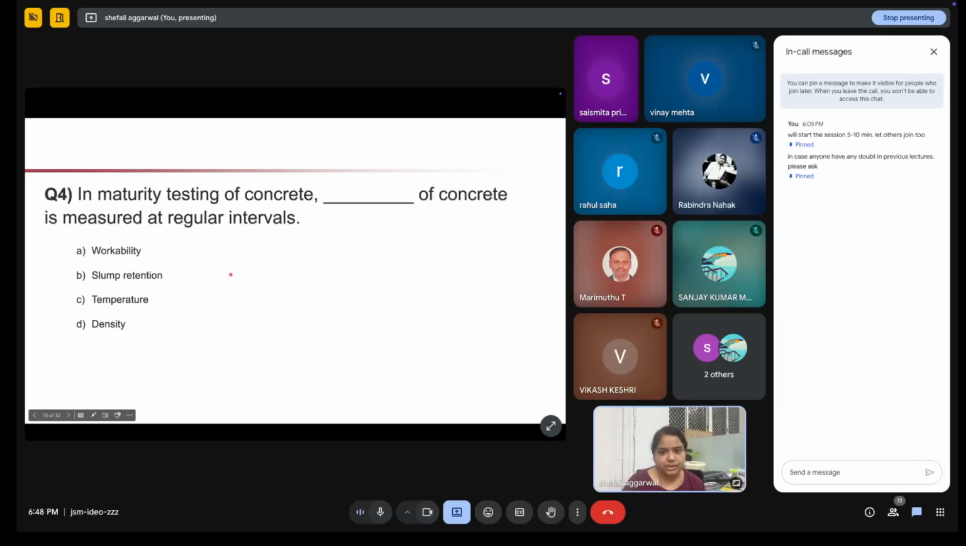In the maturity test of concrete, what of the concrete is measured at regular intervals? Workability, slump retention, temperature or density?